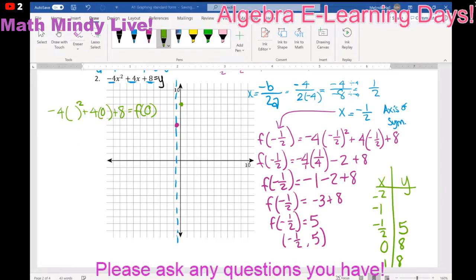Because if we plug in -1, let's see, -1 squared is +1 times -4 is -4, and 4 times -1 would give us another -4 plus 8. And so then this should be -4 minus 4 is -8, plus 8 is 0. And so at -1, it should be at 0. See, I like that number much better.